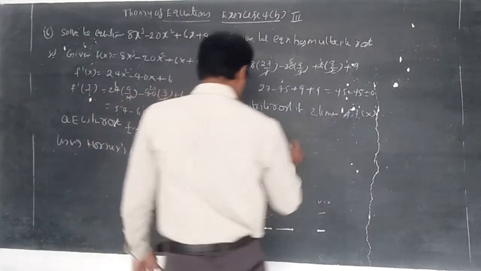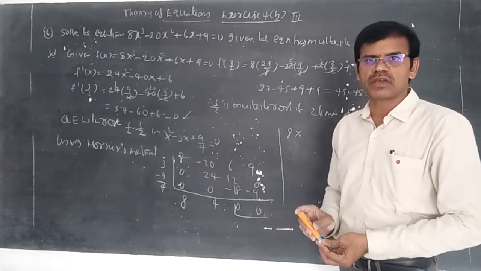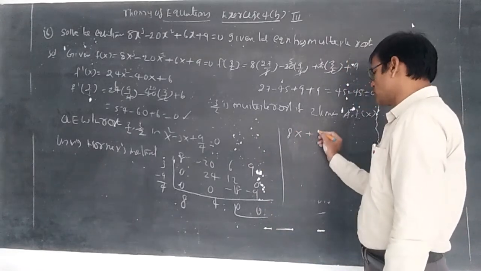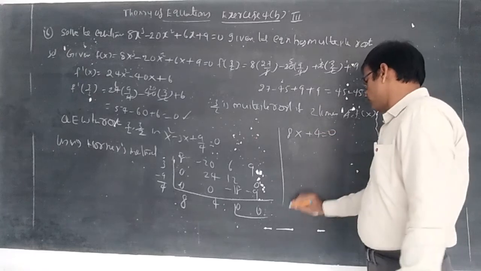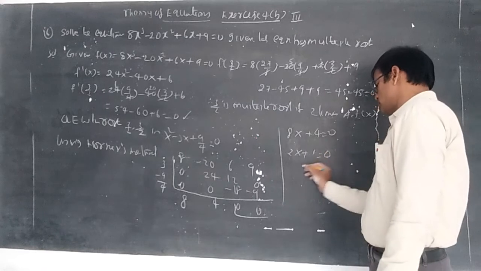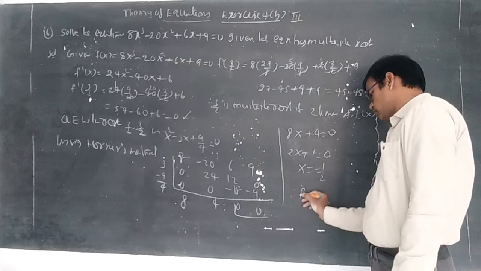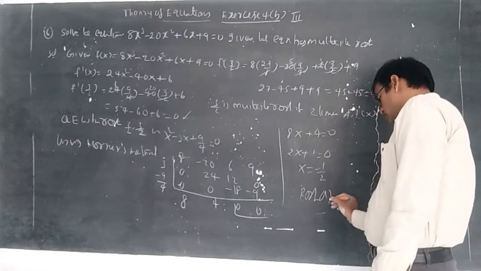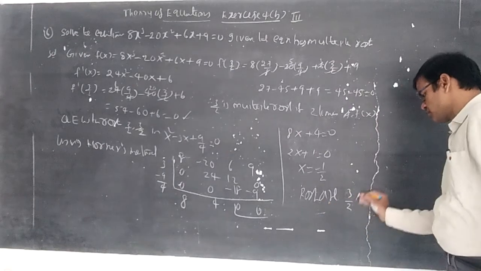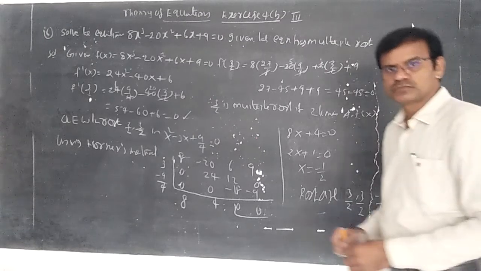So we got the equation. Students, we divided the cubic polynomial by the quadratic polynomial and got only a monomial. So 8x plus 4 is equal to 0. Divide by 4, 2x plus 1 equal to 0. X is equal to minus 1 by 2. Therefore the roots are 3 by 2 comma 3 by 2 comma minus 1 by 2.